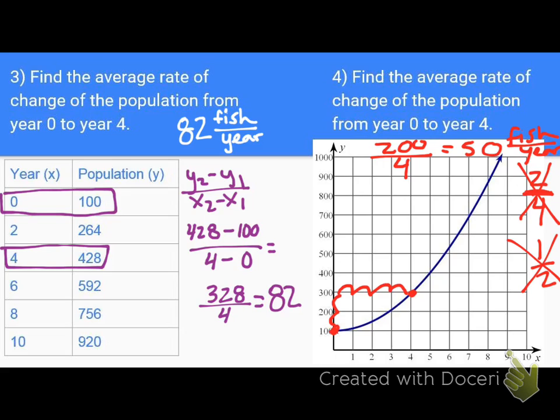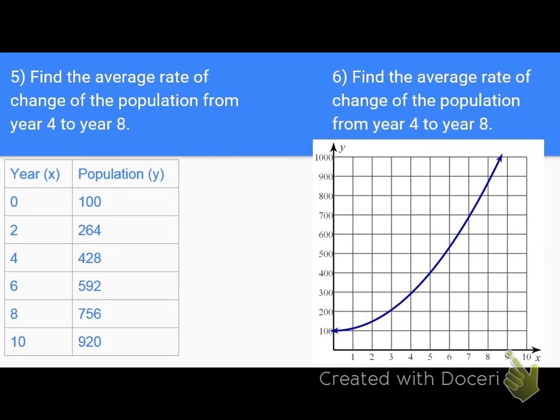So we could guess that maybe the first stream has some better nutrients or something. For some reason, their population is increasing faster than the population in the second river or whatever they're looking at. Okay, so for 5 and 6, we have the same table and graph, but now we're looking at year 4 to year 8. In the table, I'm looking here and here.